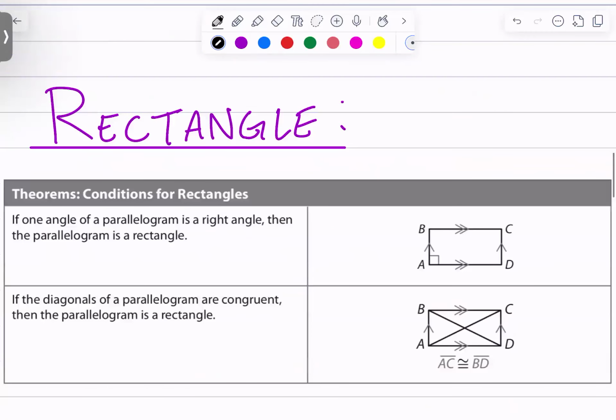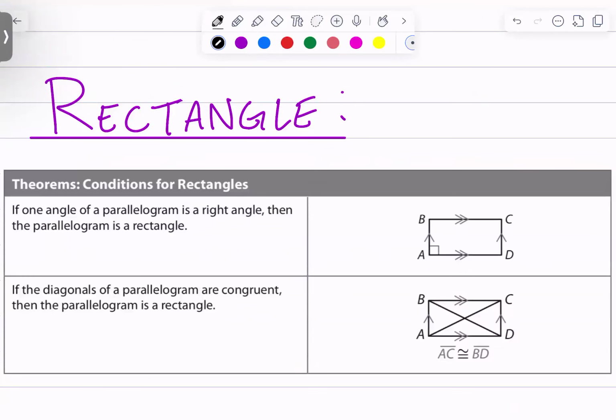Well, here are the two characteristics that a rectangle brings. The first is that all angles equal 90 degrees. That all of these angles here are 90 degrees. So if you see a parallelogram that has right angles, it is at the very least a rectangle. And I say very least because a square is a special type of rectangle. We're going to talk about square later.